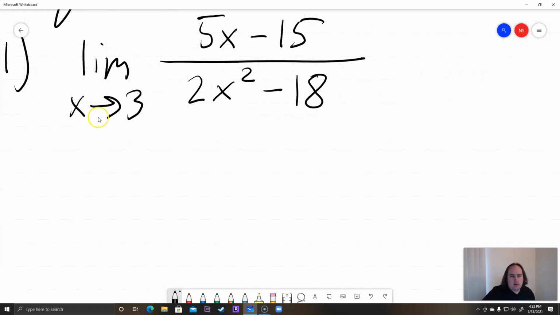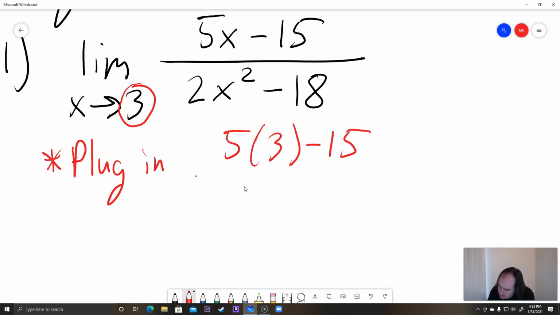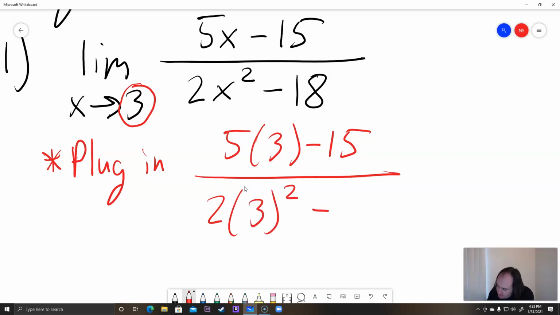Okay, so plugging in the number is always the first thing you do when you're taking a limit. You should hopefully remember that from Calculus 1. So first you plug in. And what are we plugging in? We're plugging in 3 everywhere we're seeing x. And then that's how you see if a limit is indeterminate or not. So we plug in 3 here, so we're going to have 5 times 3 minus 15 all over 2 times 3 squared minus 18.